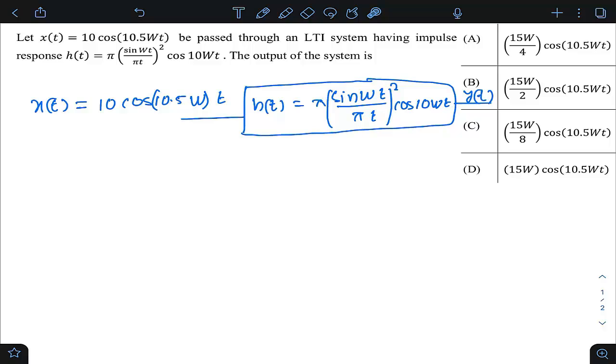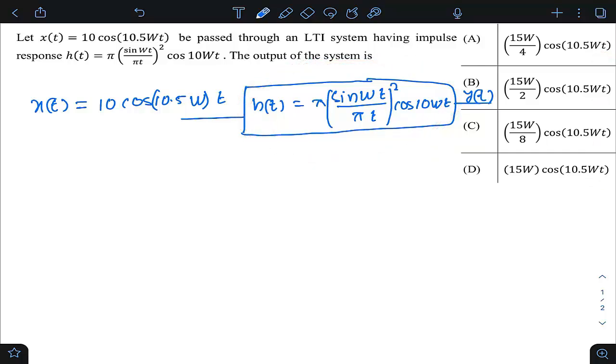So what is the approach to solve this problem? We have to find the Fourier transform of this h of t, that is, we will get h of omega. We will evaluate the magnitude of that h of omega at the input signal frequency 10.5 W. That amplitude will be multiplied on the input signal, and that will be my answer. Because it's a real and even function, its Fourier transform will again be real and even. It won't contribute anything to the phase, which is why you are not getting any phase term here. The phase contributed by this is basically 0.